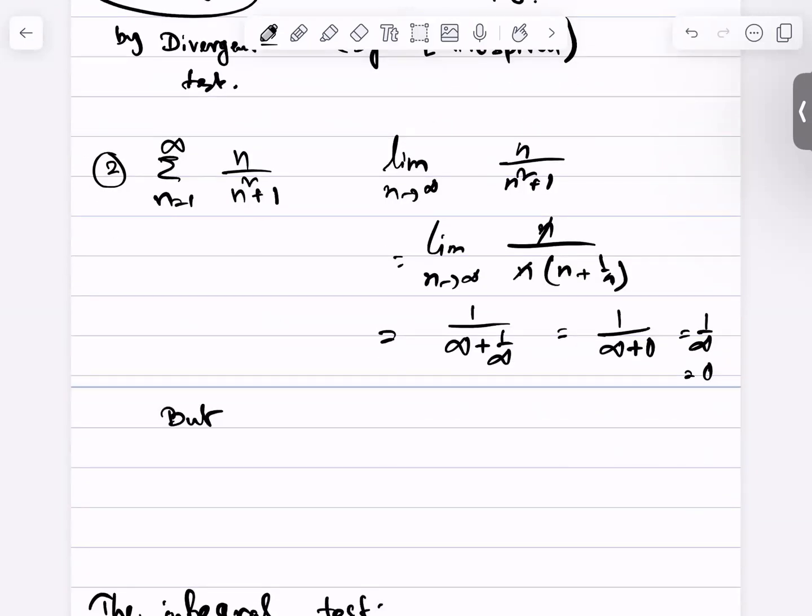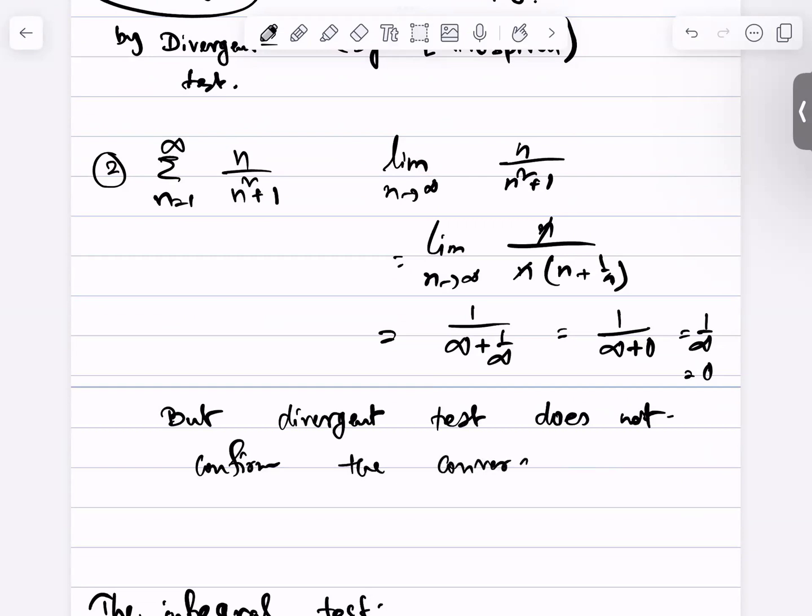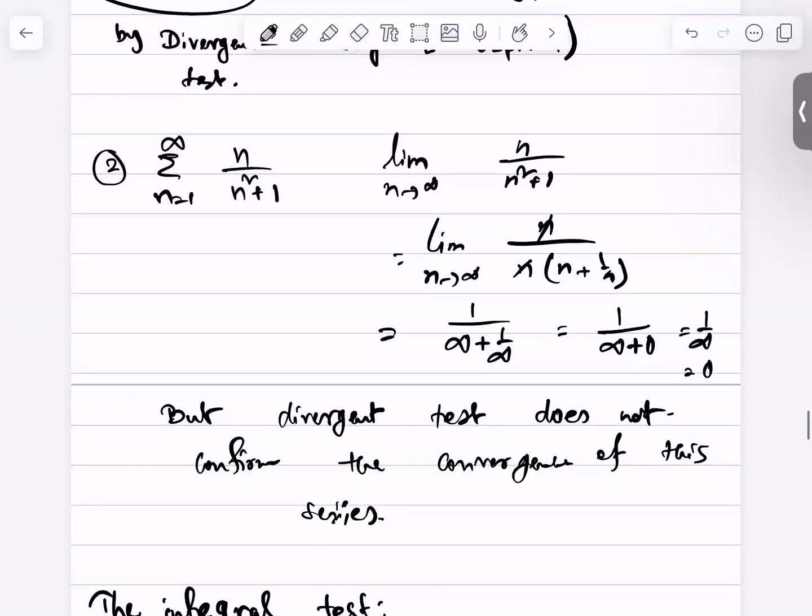But the divergence test does not confirm the convergence of this series. Right? We still do not know if this is converging or diverging. Though we have checked that the terms are going to 0.